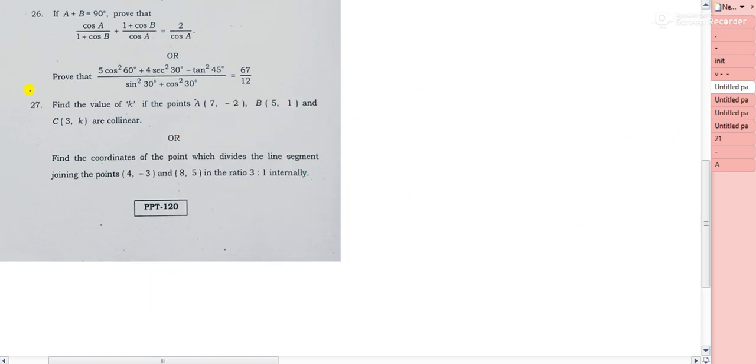Moving to question number 27. So here is question number 27. They have given: find the value of k if the points A, B and C are collinear. So at the place of k you have to find some value such that these points become collinear. Collinear means the points which are in the same line. If you take A, B and C like this and they are in the same line, we can say they are collinear.